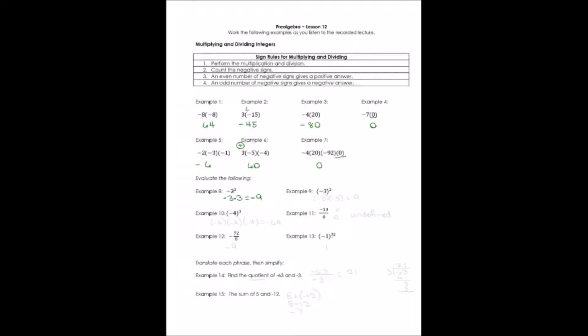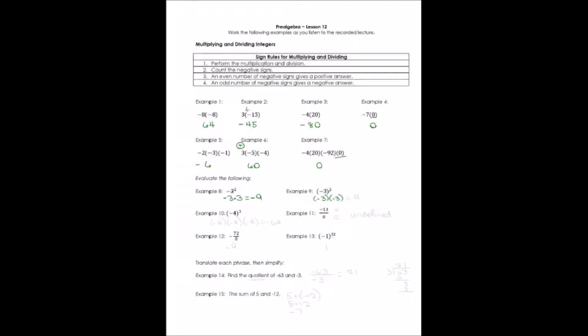Let's take a look at example 9. This time, the exponent is outside of parentheses and the negative is inside the parentheses. In other words, what they want me to do is multiply negative 3 twice. Negative 3 times negative 3.